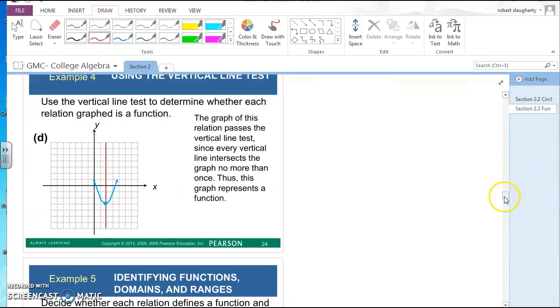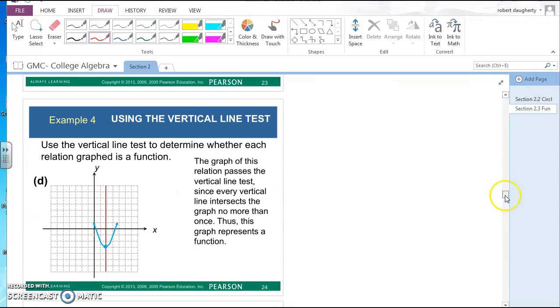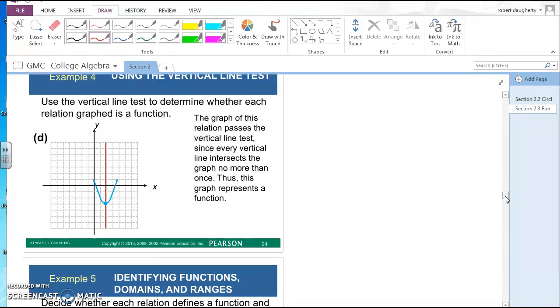Let's look at the next case. Here you have this parabola we saw a moment ago. I can continue to draw vertical lines, and each vertical line only hits the graph one time. So this is a function.